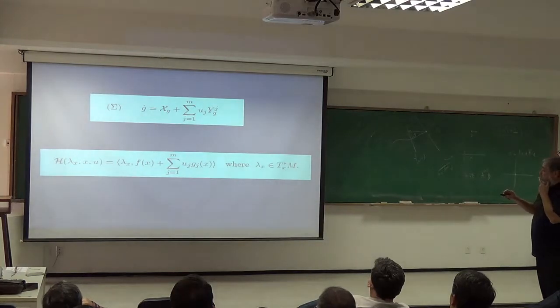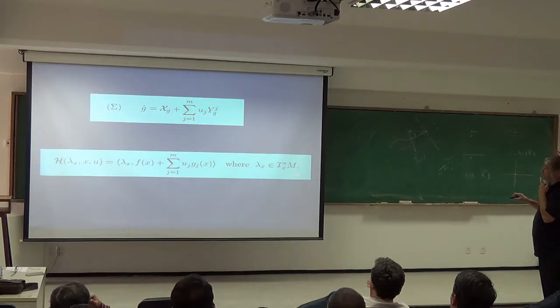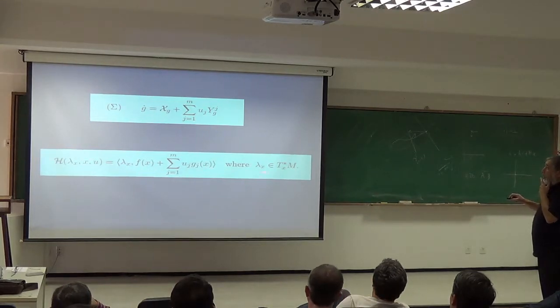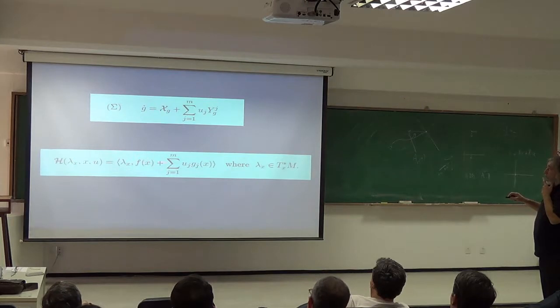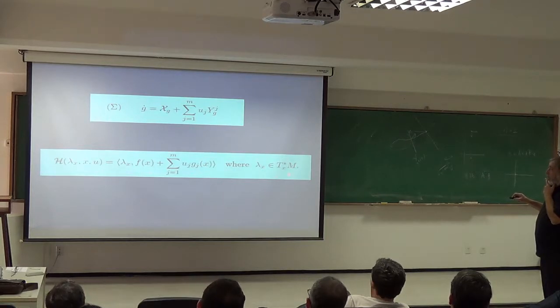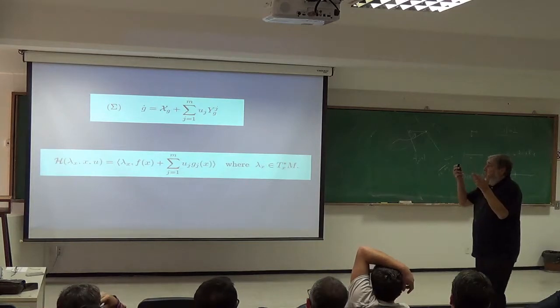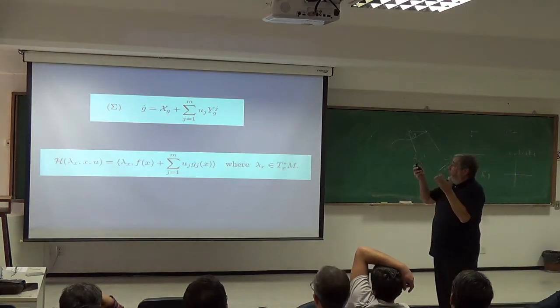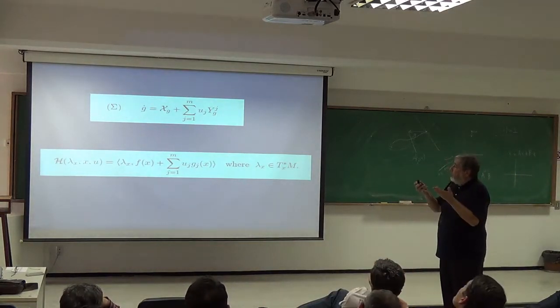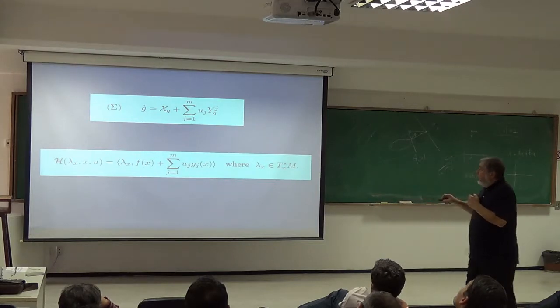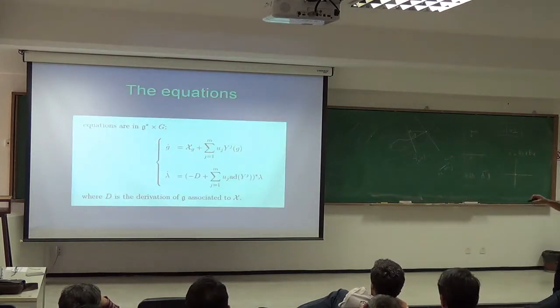Here is the system, and as usual, you take the Hamiltonian. You look at what happens with the system in the cotangent bundle, right? So you need to lift all the invariant vector fields, and you need to lift the linear vector field, to compute the differential equation.